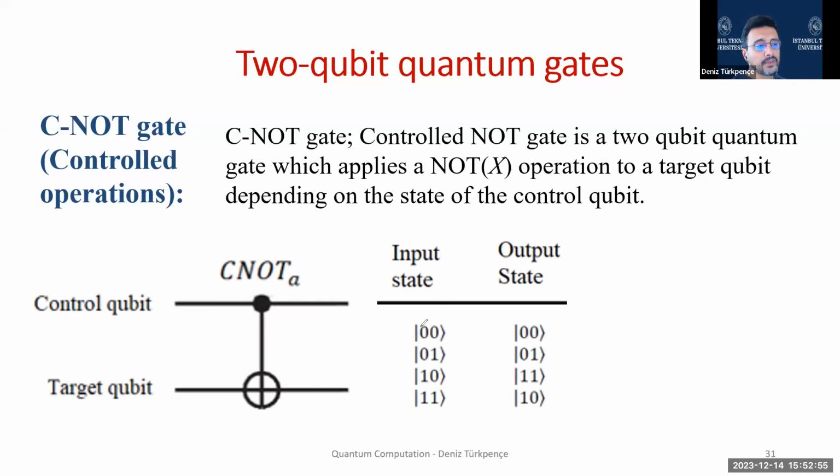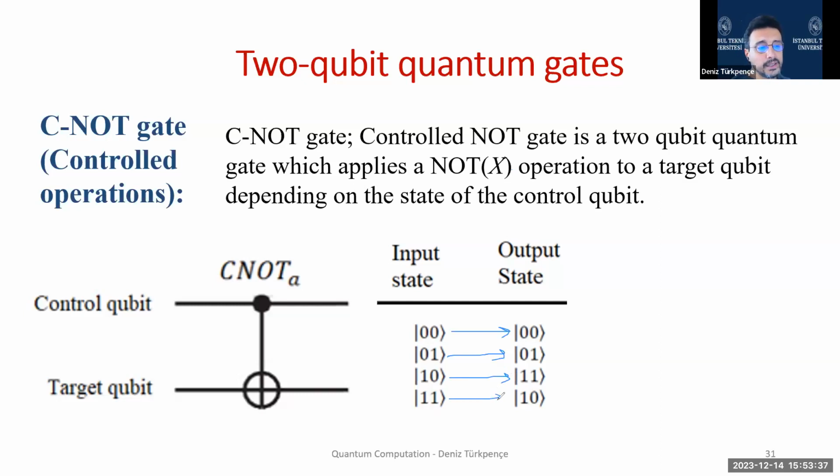If the first qubit is in the state 0, apply nothing to the control, apply nothing to the target qubit. So starting from 0, 0, my result is again the 0, 0 state. If my initial state is 0, 1, still my control qubit is 0, so the final state is the same. But if my control qubit is 1, apply NOT gate to the target. Then my final state is 1, 1.